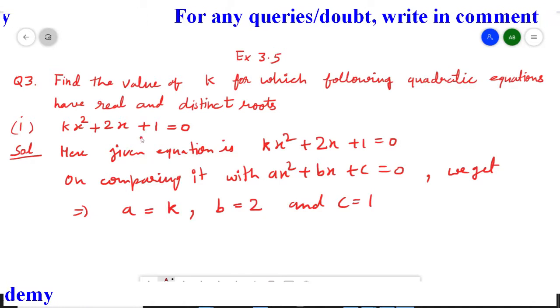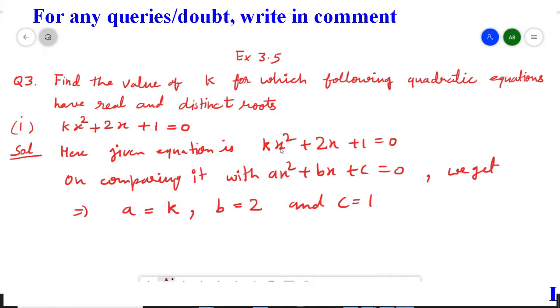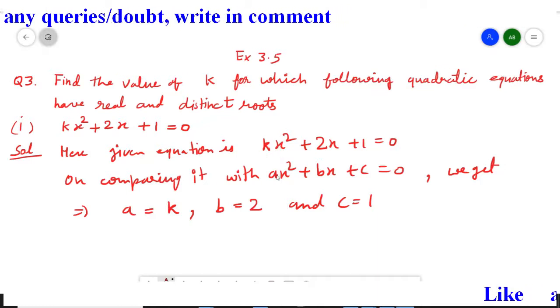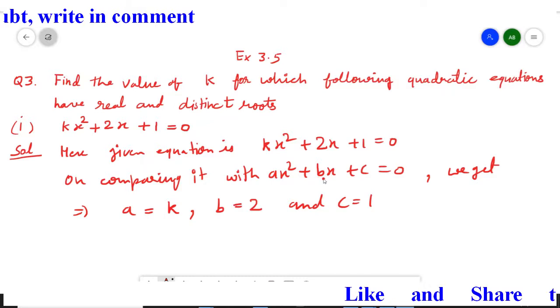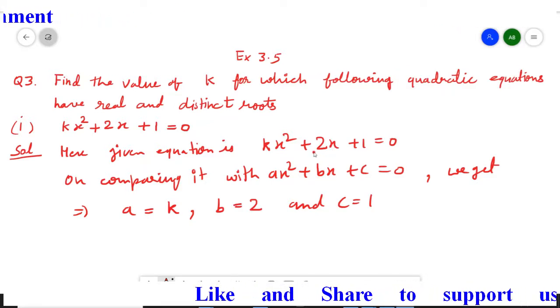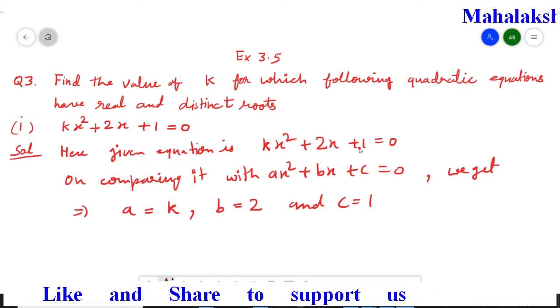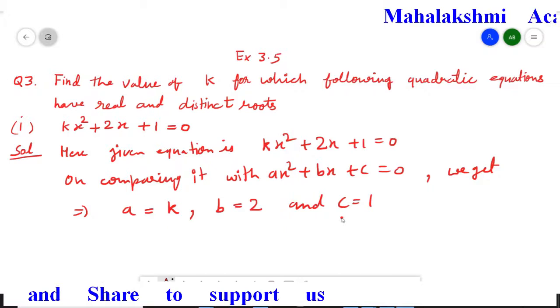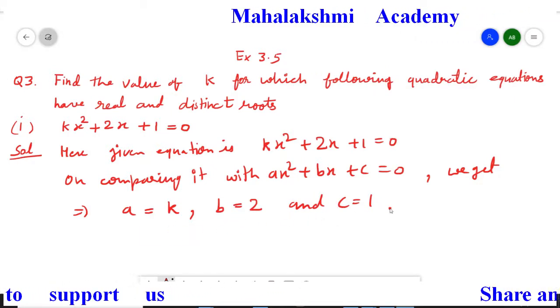Just see here, a is the coefficient of x square. So in the given question the coefficient of x square is k, so a is equal to k. In the same way b is the coefficient of x, and the coefficient of x given to us is 2, so b is equal to 2, and c is the constant, and here the constant is 1. So like this we have to compare and get the values of a, b and c.